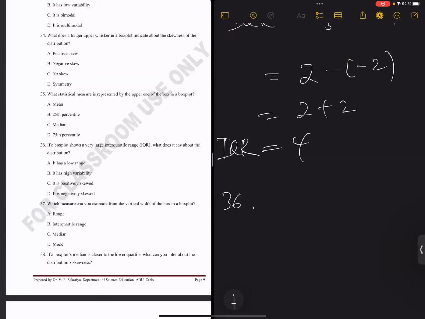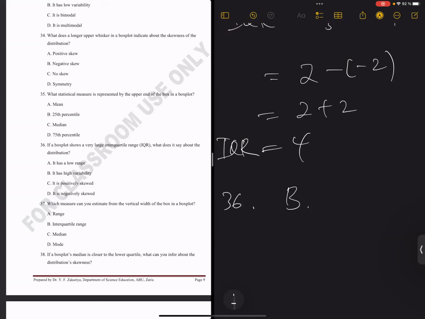Tell me the answer. What is the answer? It has a high variability, B. Yes, sir. It has a high variability. I think that is correct. Nobody should argue this, yes?